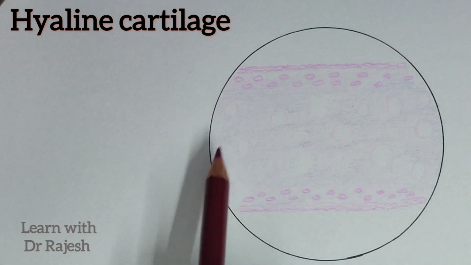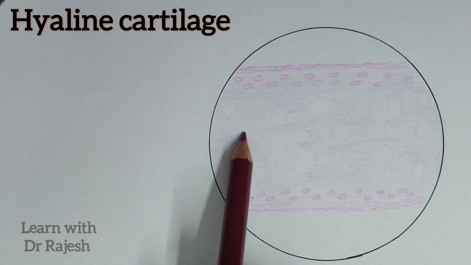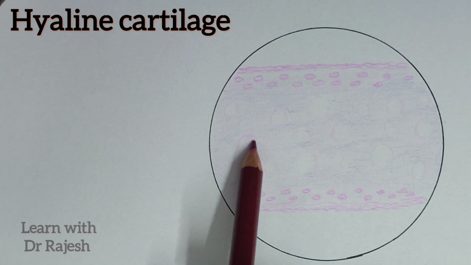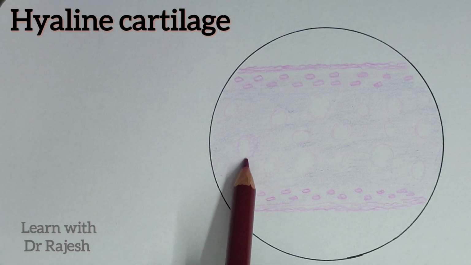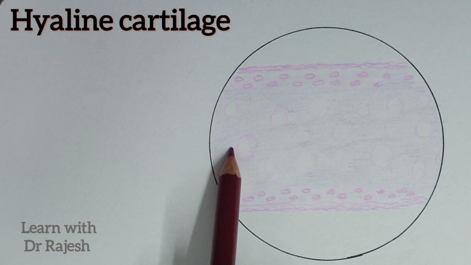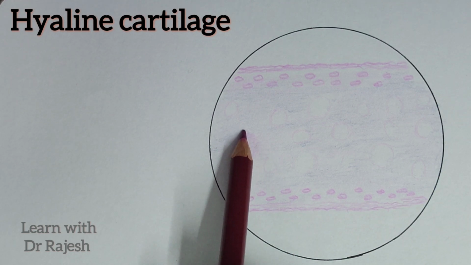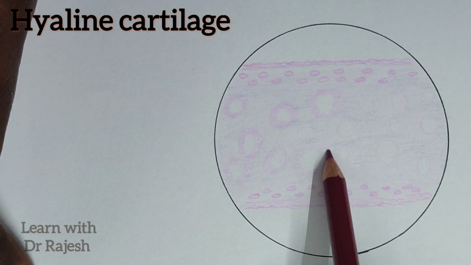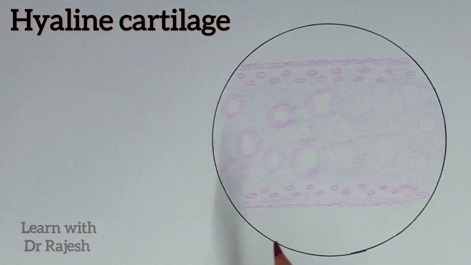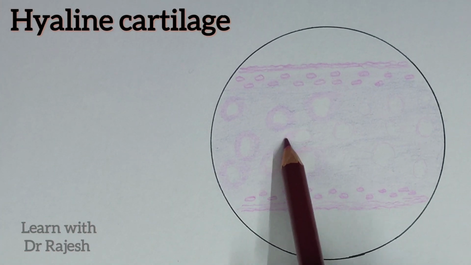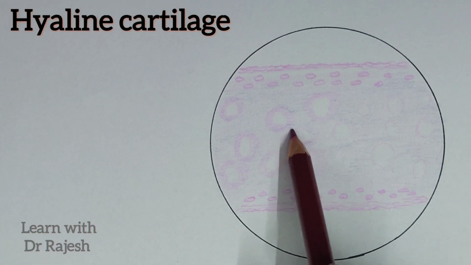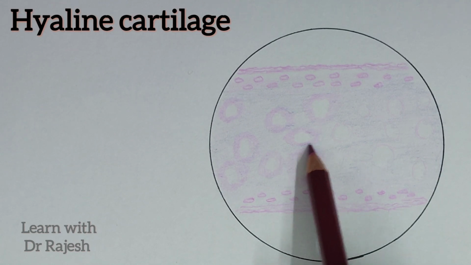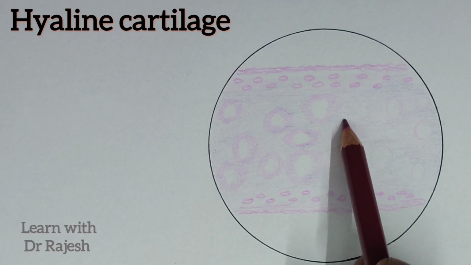Around each lacunar space, that is around each cell nest, there will be fine collagen fibers which will form a basket-like appearance around each lacunar space. These fine collagen fibers which form the basket-like appearance are called the territorial matrix. This territorial matrix can be drawn by using fine shading around each lacunar space. So this represents the territorial matrix.